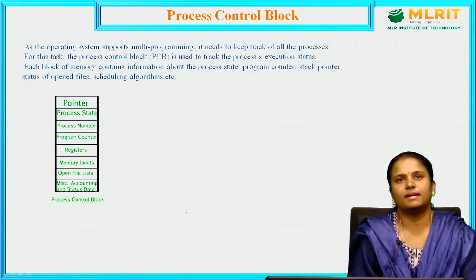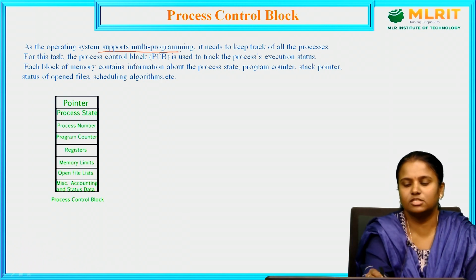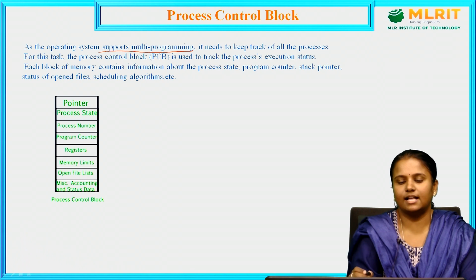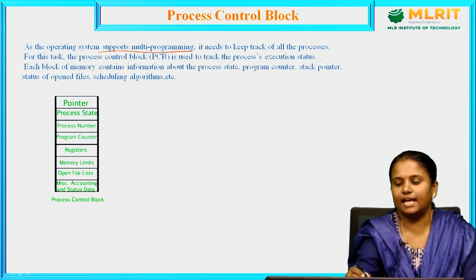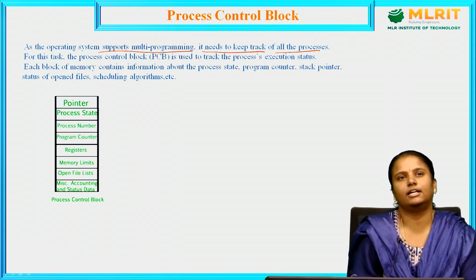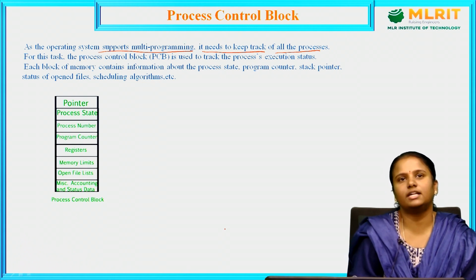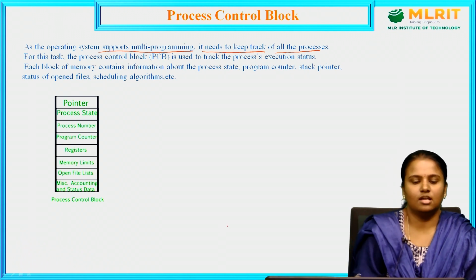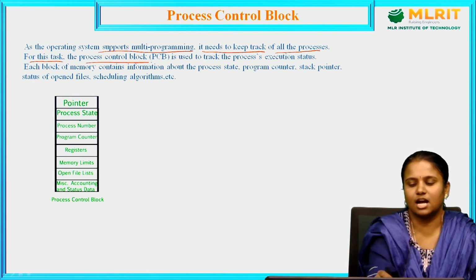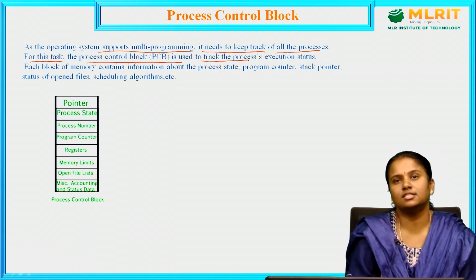Next, PCB, which is the process control block. As the operating system supports multiple programming, it needs to keep track of all the processes. Doing multiple programs at a time is not possible without tracking, so each process gets a track, called the task control block or process control block. The process control block is used to track the process execution status.